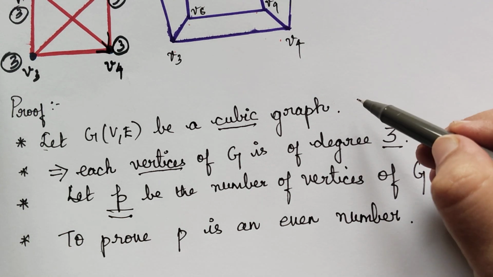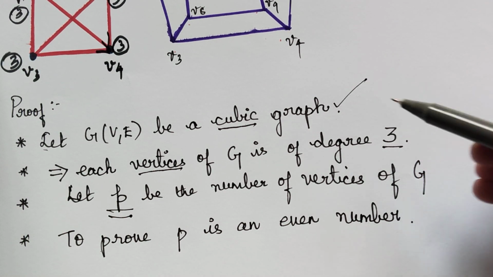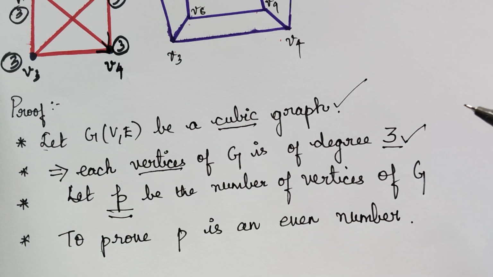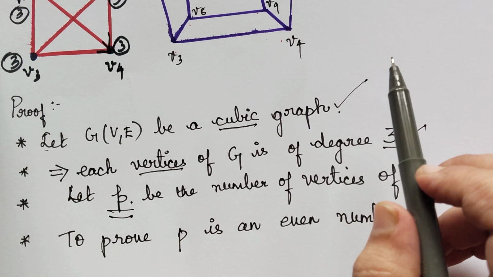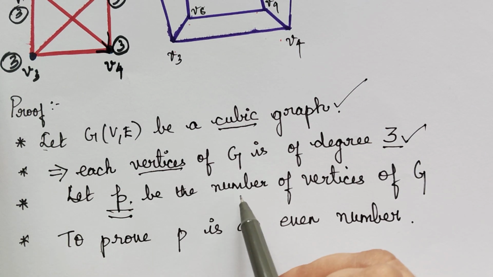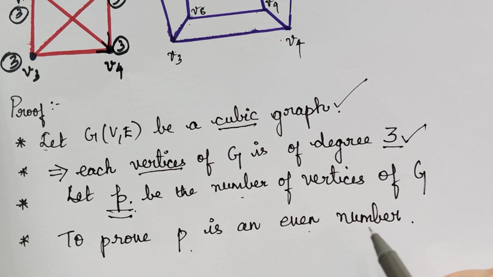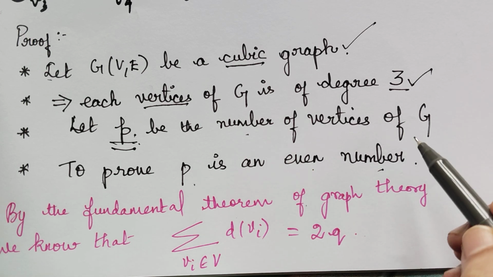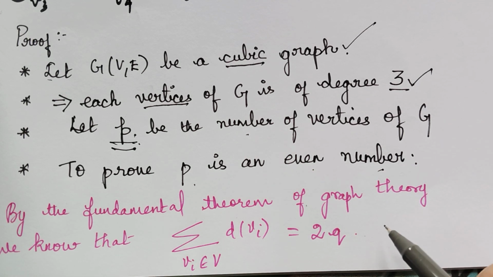So first we took a cubic graph, and since it is a cubic graph, it is of degree 3. Now the number of vertices we have taken as p. Now we have to prove that the cubic graph has an even number of vertices, which means that the number of vertices p is an even number. That is what we have to prove. So now in order to prove that p is an even number, we are going to make use of the fundamental theorem of graph theory.